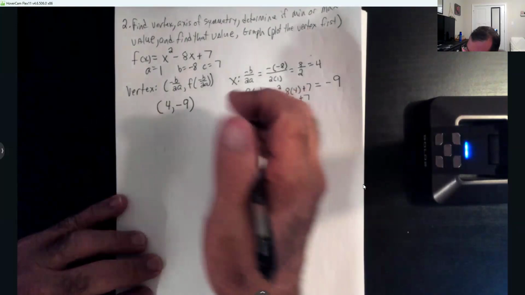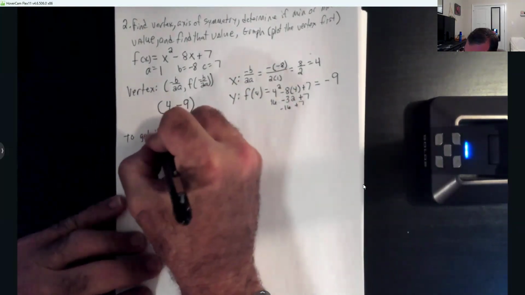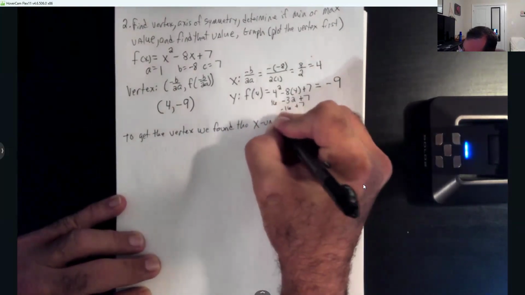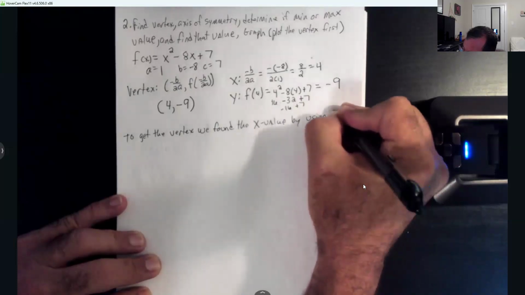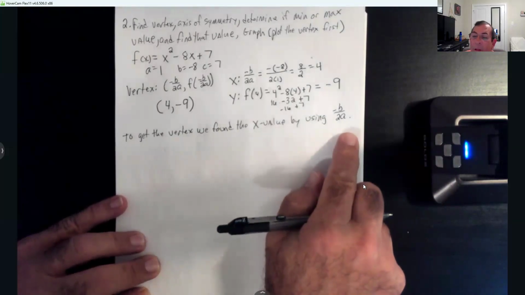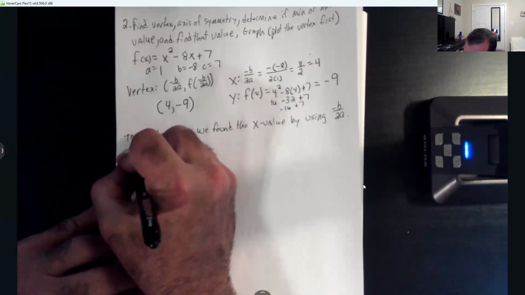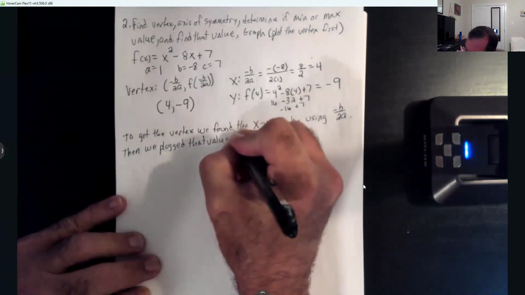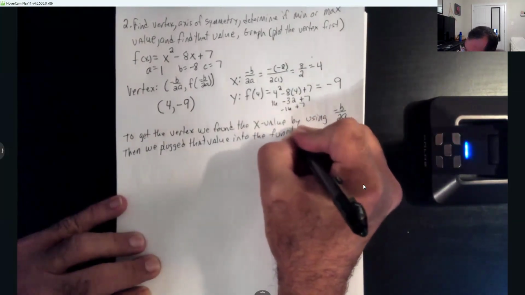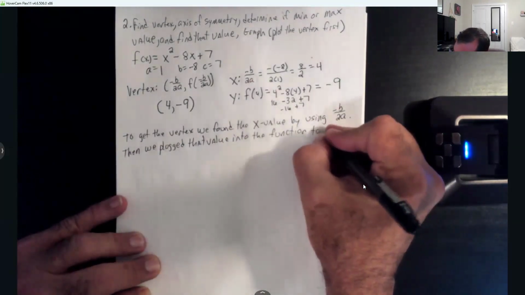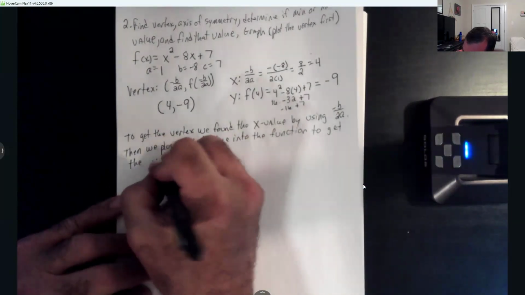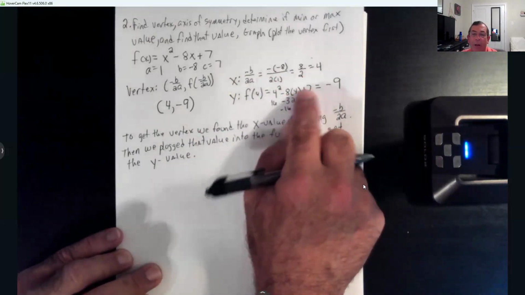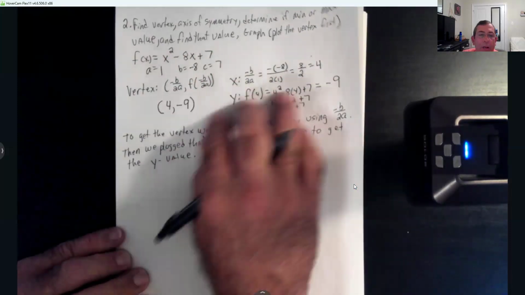So if I was going to write out what I just did here, to get the vertex, we found the x value by using -b over 2a. That was the first step I did up here, getting the x. Then we plugged that value into the function to get the y value. Okay, so I plugged it in, got my x, took that number, plugged it into my actual function, and got my y value. So y'all, that's what I did on the vertex.